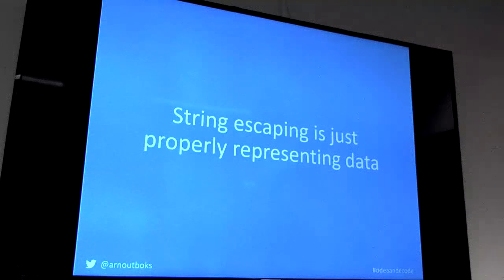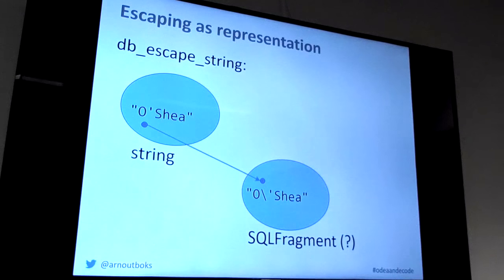So we could look at escaping as a representation. We could have a function that's called dbEscapeString, which translates a string into something. It's quite awkwardly named. I just named it SQL fragment because it is a strange thing. It's something that we can put into an SQL query, but it's not a complete thing because, well, it misses the quotes to be really a string representation in SQL. And this is where part of the confusion comes from.